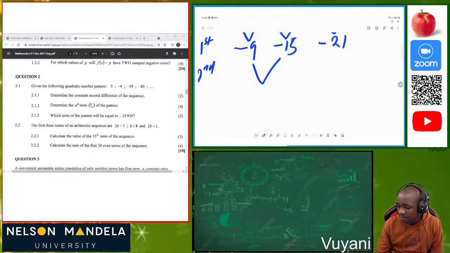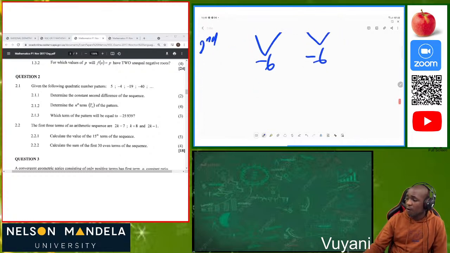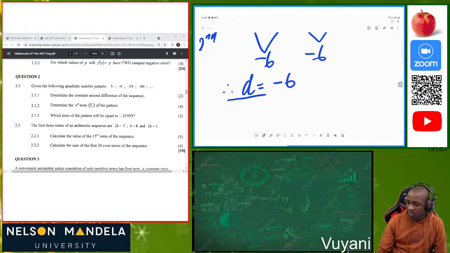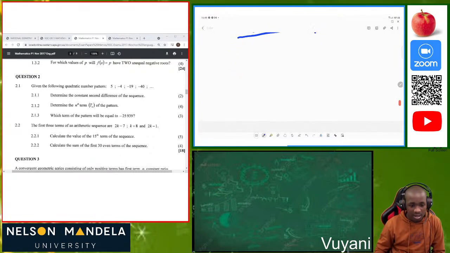So negative 15 minus negative 9, we get negative 6, and negative 21 minus negative 15, we get negative 6. So therefore our d, which is the constant second difference, will be equal to negative 6. So that's how you calculate and answer that question.